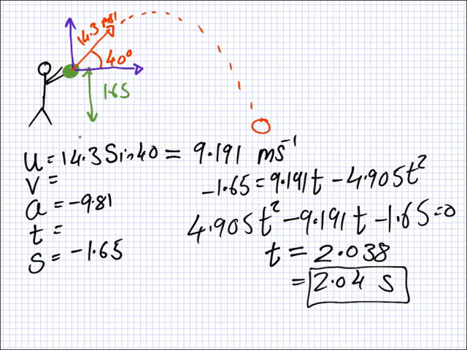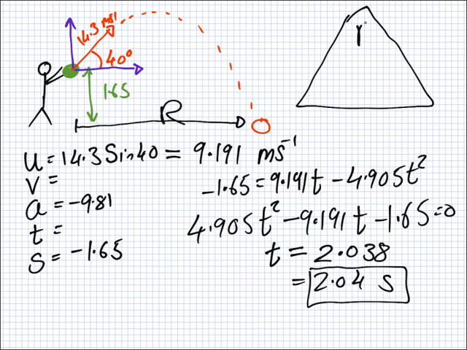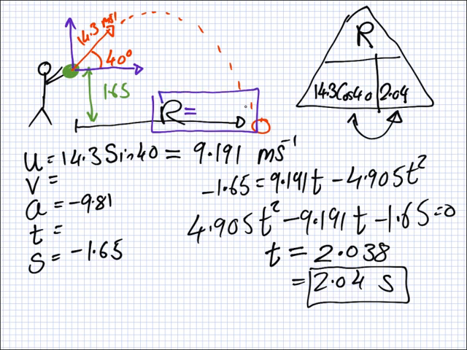And finally, they want this distance here. So, do I look horizontally or vertically? Horizontally. I'll just write it up here. If I use the triangle, they want the distance. Do we know the speed? We do. What is it? It's 14.3 cos 40. And do we know the time? 2.04. So if you just multiply these two together on the calculator, you can give me the range, please. Range equals 22.3 meters.